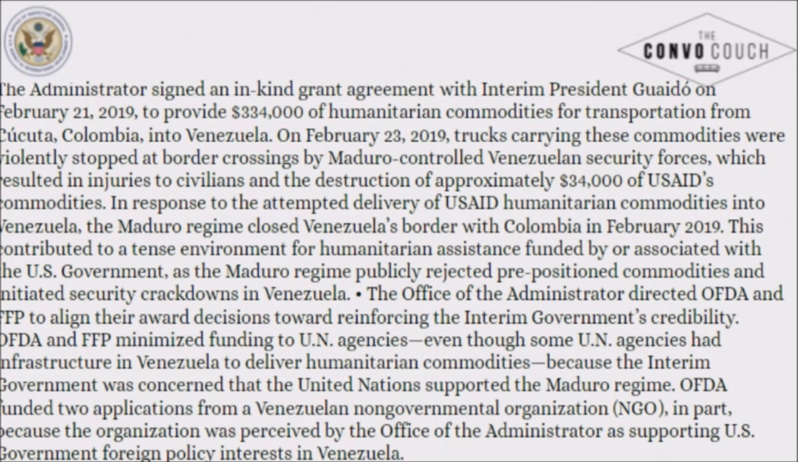In February 2019, and then they talk about how this contributed to the tense environment for humanitarian assistance funded by or associated with the U.S. government, as the Maduro regime publicly rejected pre-positioned commodities and initiated security crackdowns in Venezuela. Again, Maduro did not want the United States to push regime change, so he was responding to that.